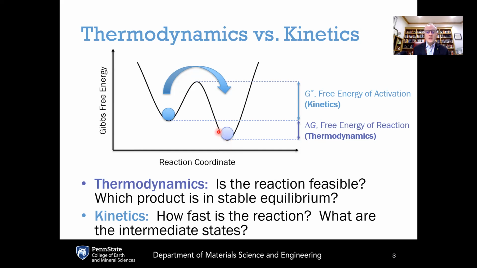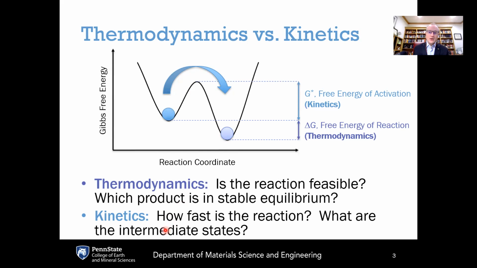The other relevant quantity on this two-well diagram is the difference between your initial state here and this transition state, which represents the activation barrier that has to be overcome in order to make the transition. And this is labeled here as G star, or the free energy of activation, also known as the activation free energy. And this is a kinetic quantity because this is telling you how large of a barrier the system has to overcome in order to make the transition between the initial and the final states.